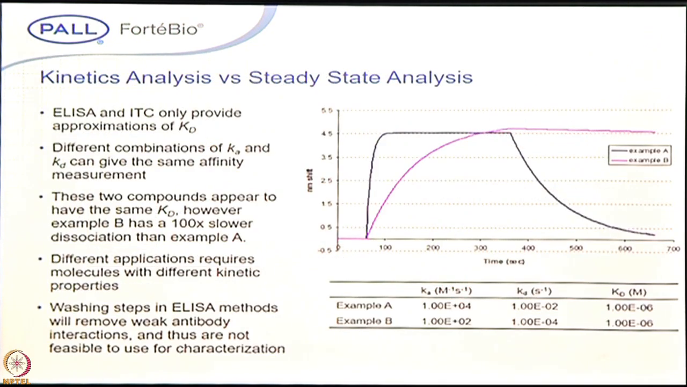If I look at one example, when it comes to ELISA, based on steady state analysis, if you look at the KD parameters from the ELISA, it looks like both are the same. When you perform it on the label-free platform and look at the kinetic constant parameters, in this example the blue trace is dissociating very fast. When it comes to the pink one, the dissociation is very slow. Why this is important is that, based on the rate of dissociation, we can see the differentiation when you are selecting the right candidate.